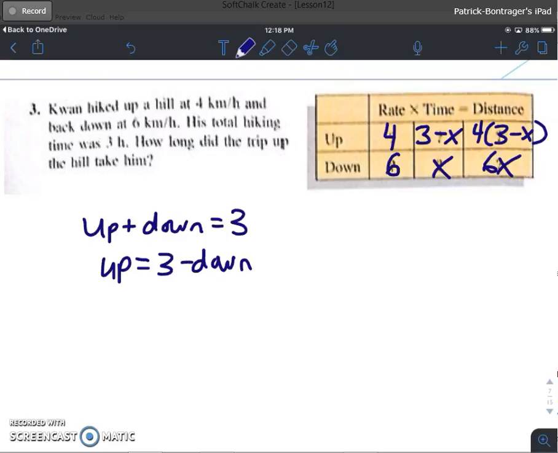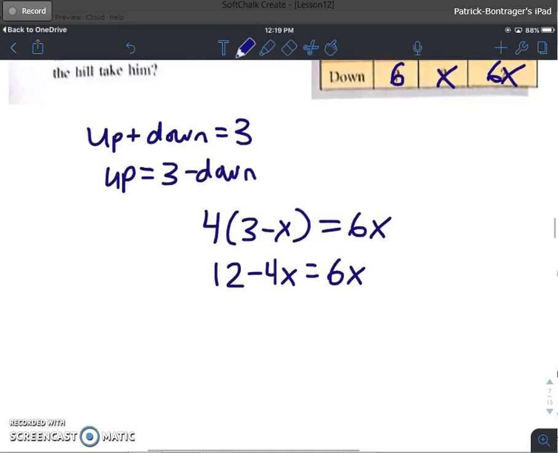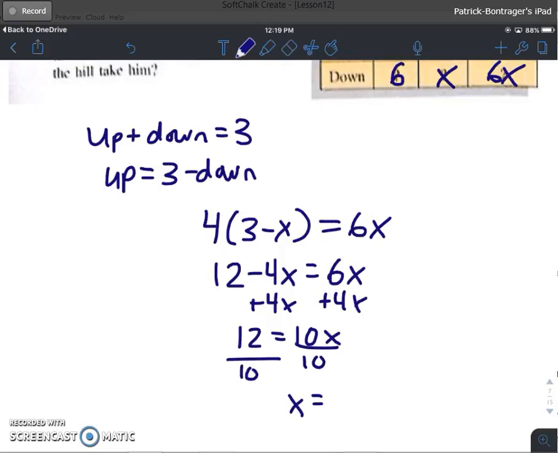Now, if you think about it, if you go somewhere and then come back, the distance there and the distance back are equal. So we're going to set the two expressions equal: 4 times 3 minus x equals 6x. We're going to distribute. We get 12 minus 4x equals 6x. Get our constants on one side, our variables on the other. So we're going to add 4x. We get 12 equals 10x. Divide by 10, we get x equals, and I'm going to reduce. What's the biggest number that goes into 12 and 10? It's 2, so it's 6/5.